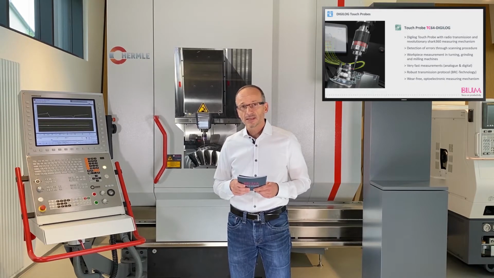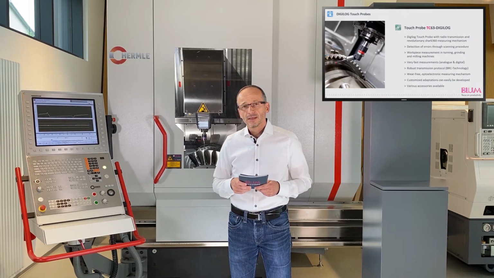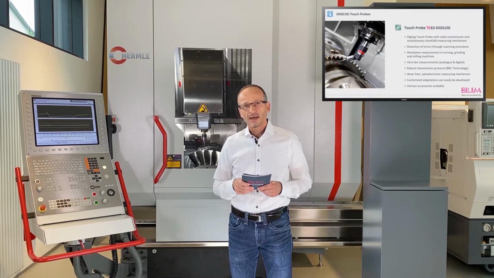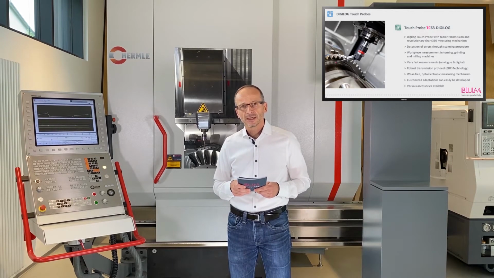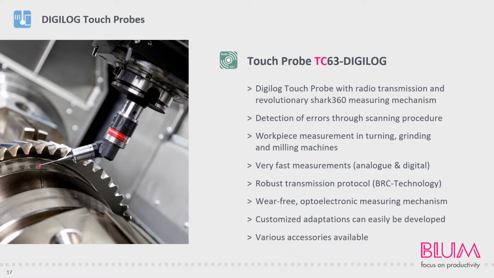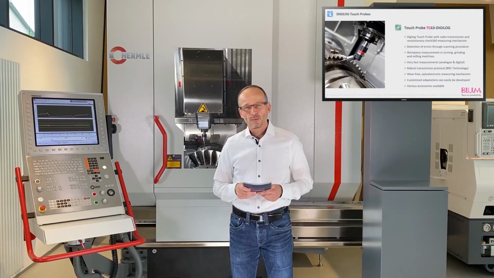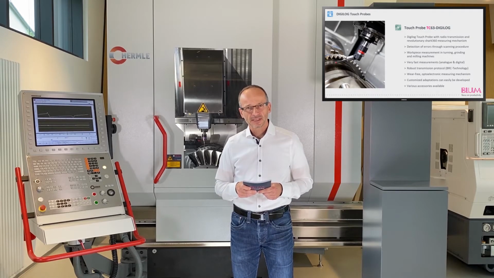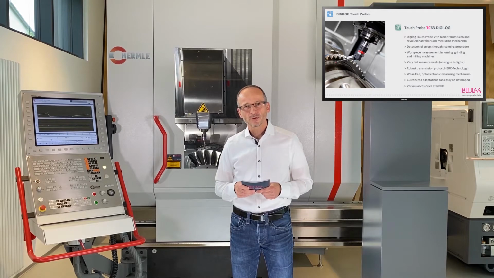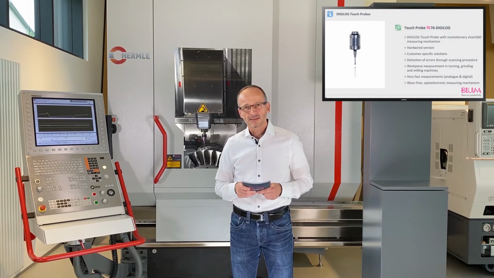An alternative is the TC63 DIGILOG, also a radio probe. It is a device with a modular design. The measuring mechanism is separate from the transmission unit in this case. Depending on the application, carbon extensions and elbow fittings can be used to adapt the probe optimally to the respective measurement job. The third device is the TC76 DIGILOG.